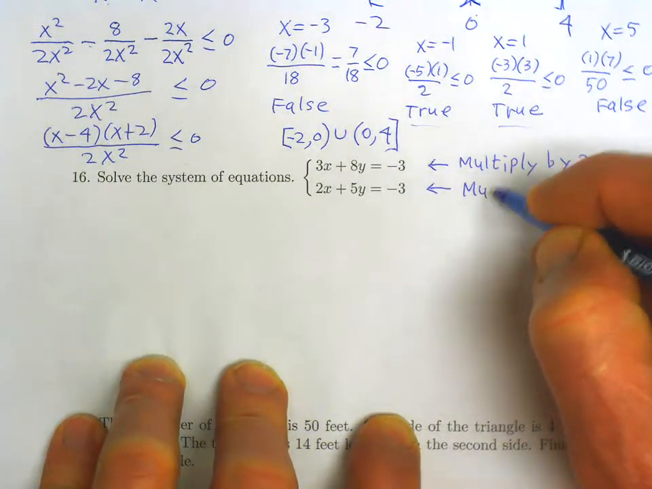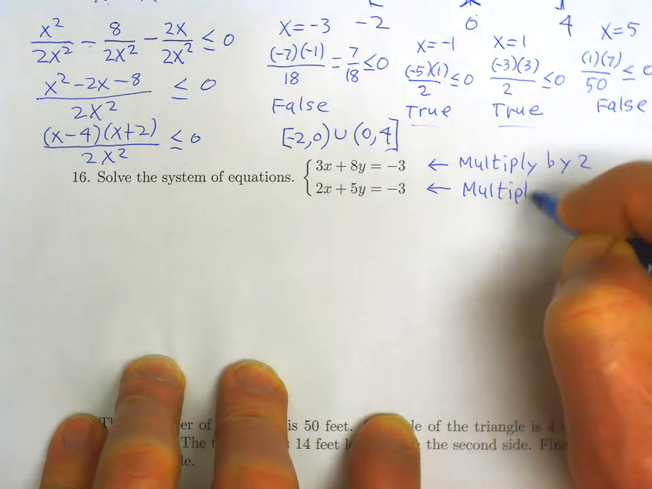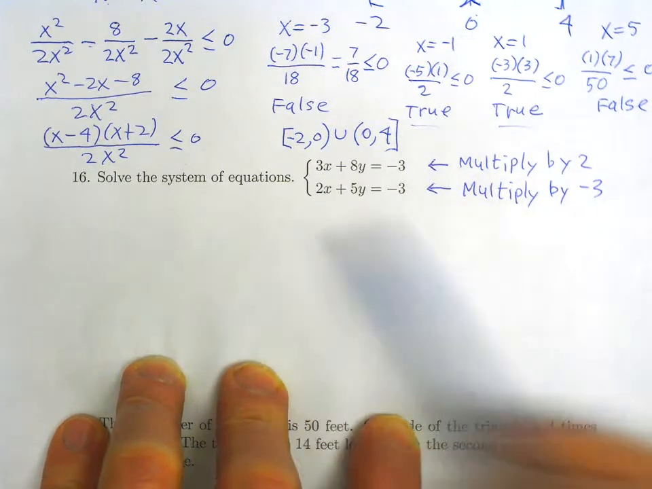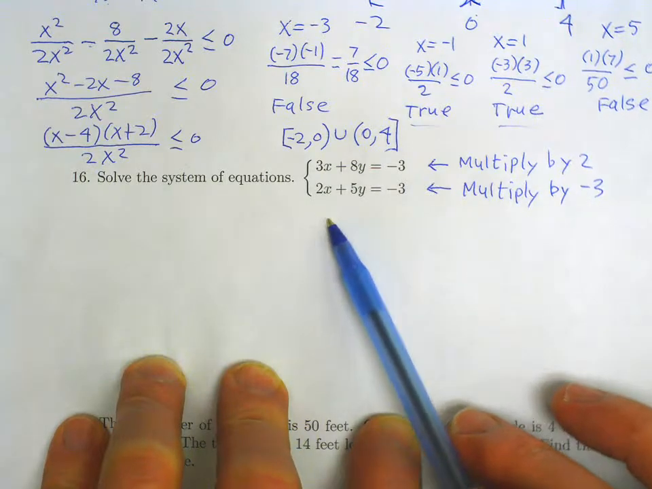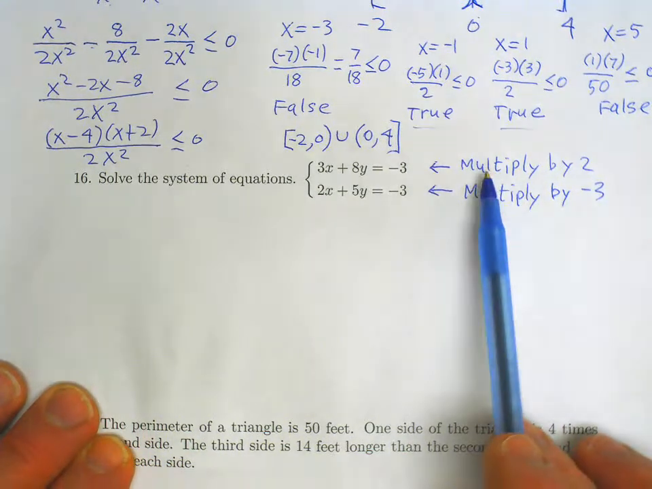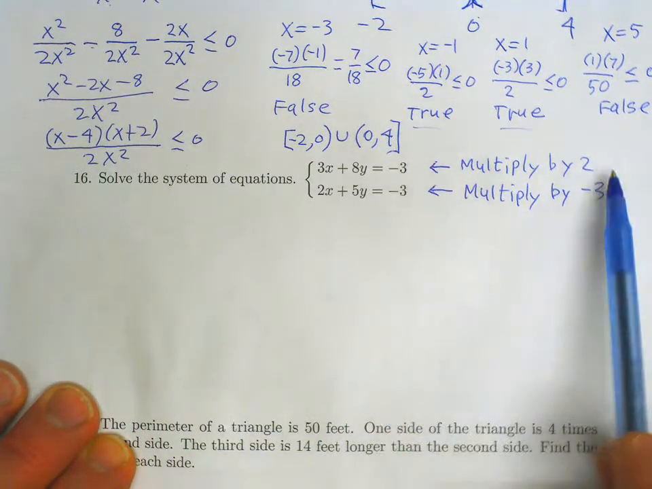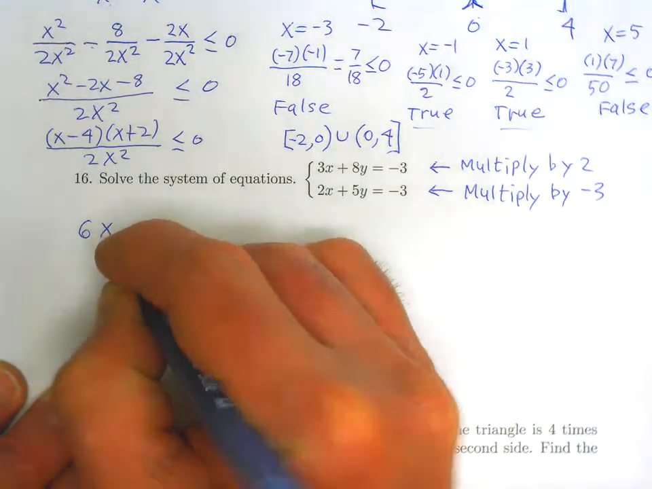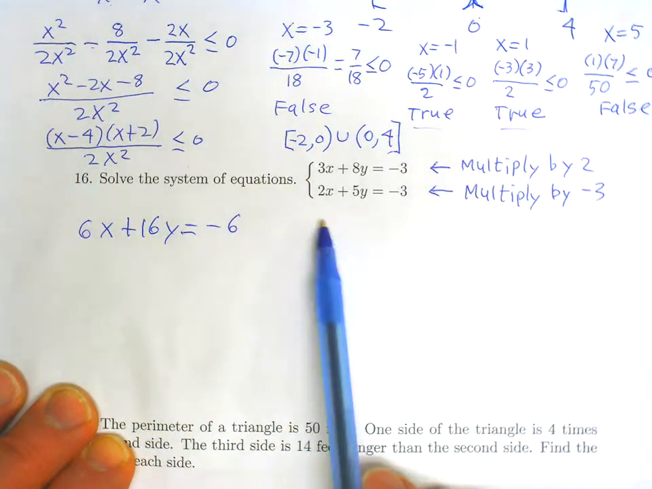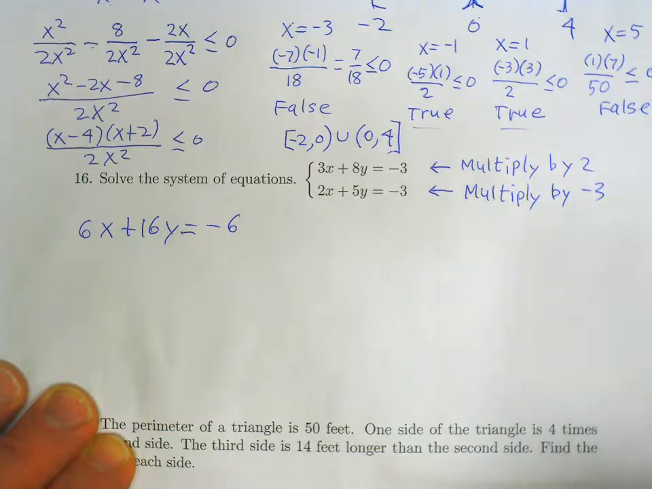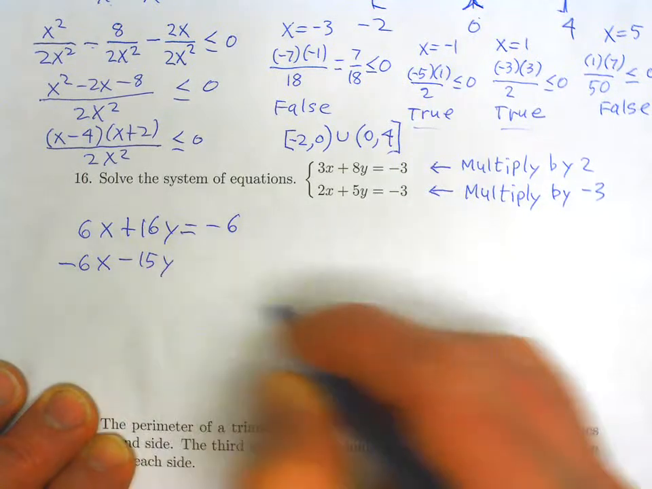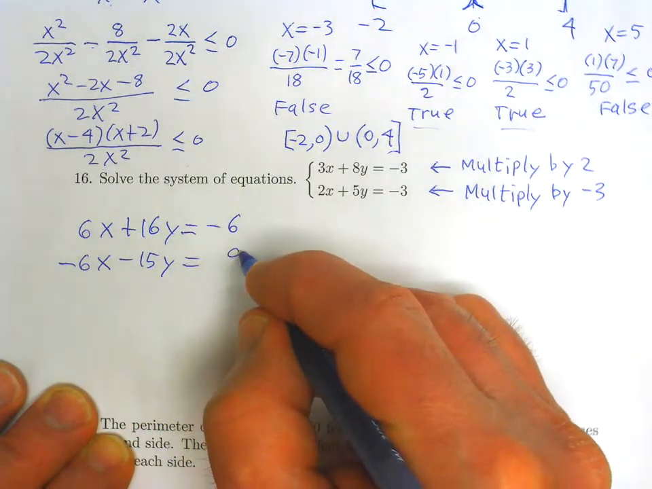So multiply by -3. If I said 3, I was mistaken. Multiply every term on both sides of the bottom equation by -3. Okay, the top equation, multiply both sides by 2. We get 6x plus 16y equals -6. Multiply every term on both sides of the bottom equation by -3. We get -6x minus 15y equals +9.